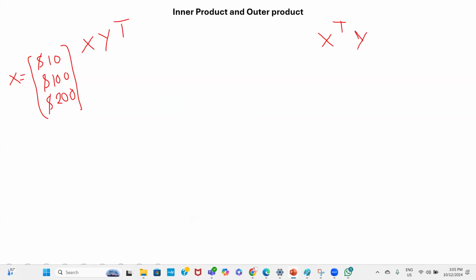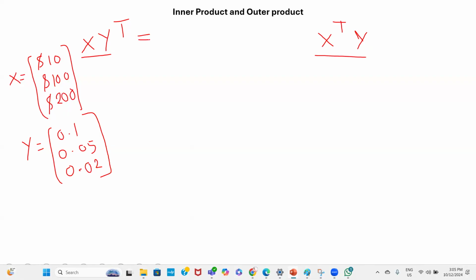What does this actually give you? Something you have to understand. So let's take y as something like 0.1, 0, and this is also 0. You can take anything technically, 0.05 or 0.02. So this is y. Now the first question for you is x into y transpose, x transpose into y. What would be the dimensionality of this product and what would be the dimensionality of this product?